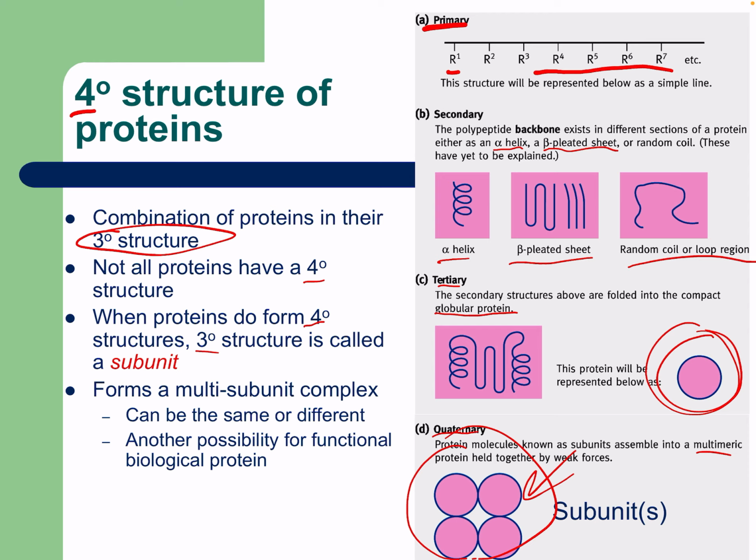An example I mentioned before is hemoglobin, which involves several other proteins together. Again, it forms a multi-subunit complex and the subunits can be the same or different. It's another possibility for a functional biological protein, essentially allowing it to have another possible function that it couldn't have alone.